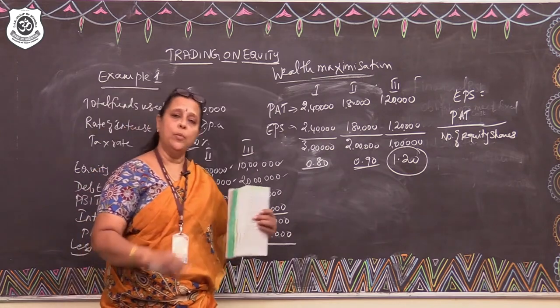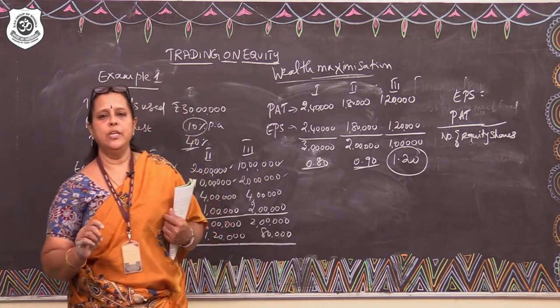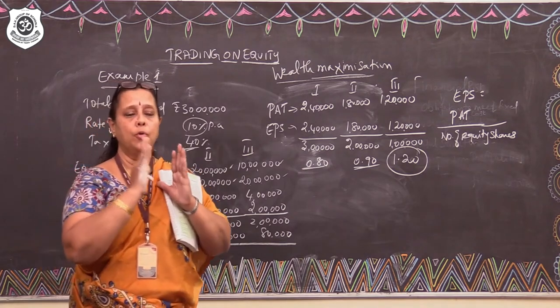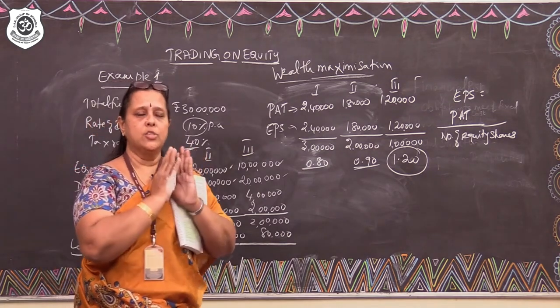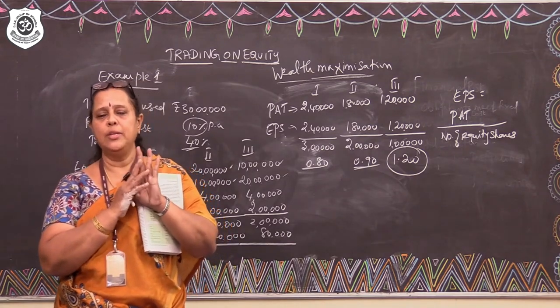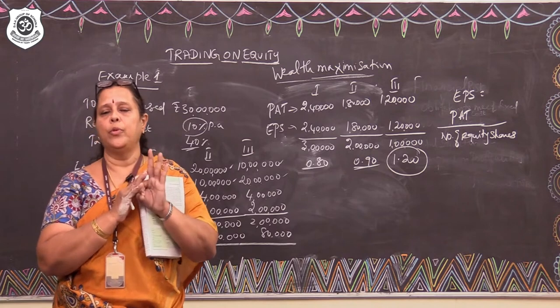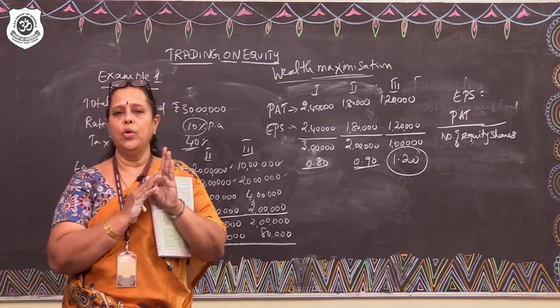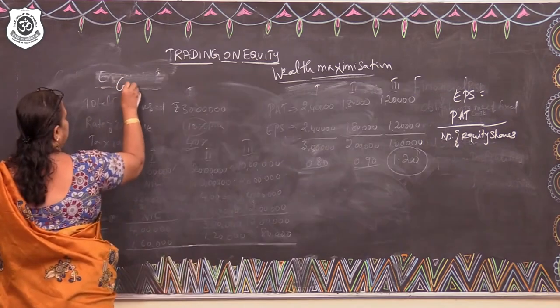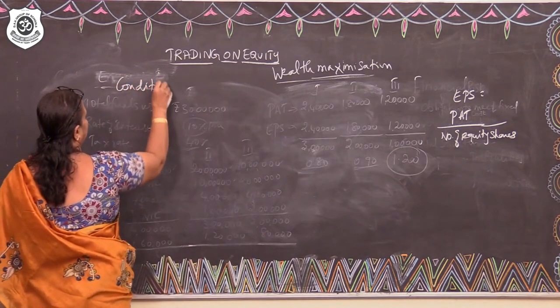Now let me show you one more example where the company's profits are not satisfactory. Fine. Now before going to the second example, I shall give you 3 instructions, 3 conditions which a company should satisfy before proceeding to employing more debt in the capital structure of the company. Conditions to be satisfied by the company.